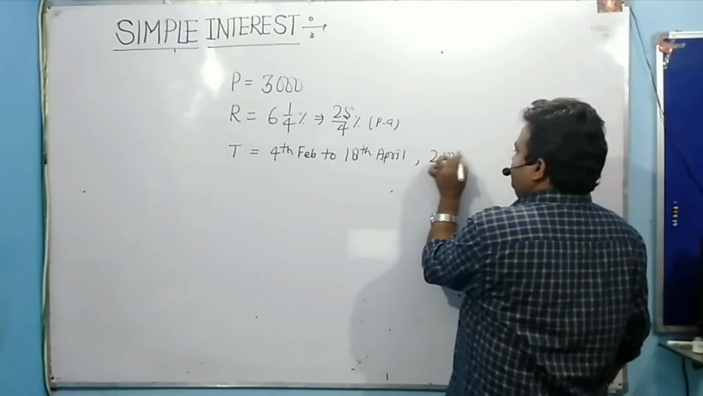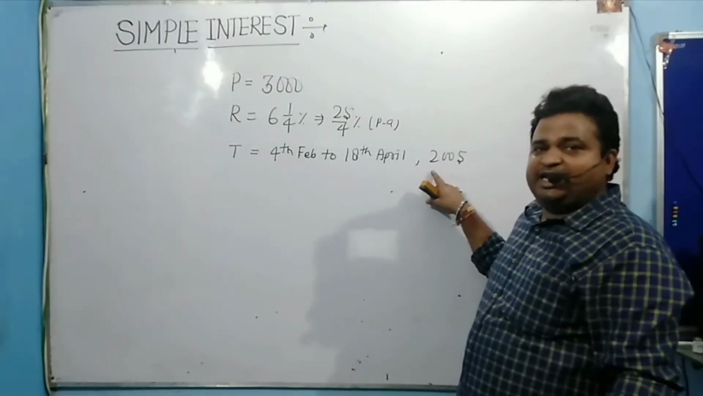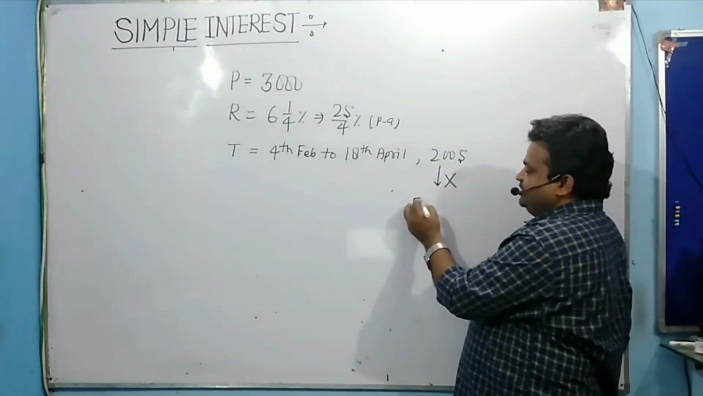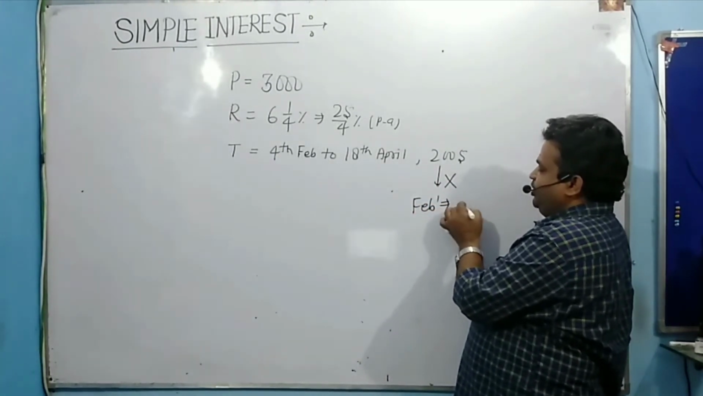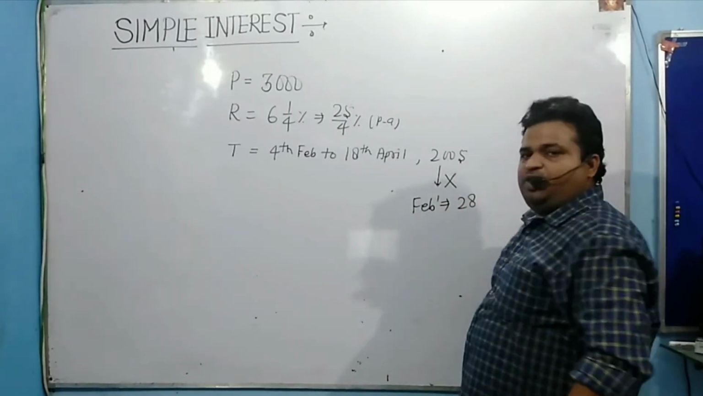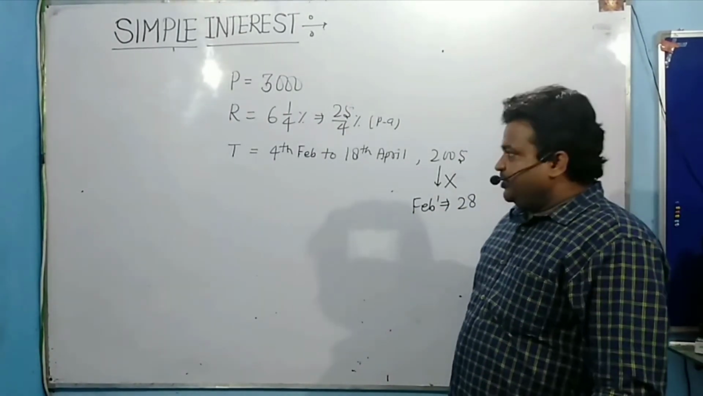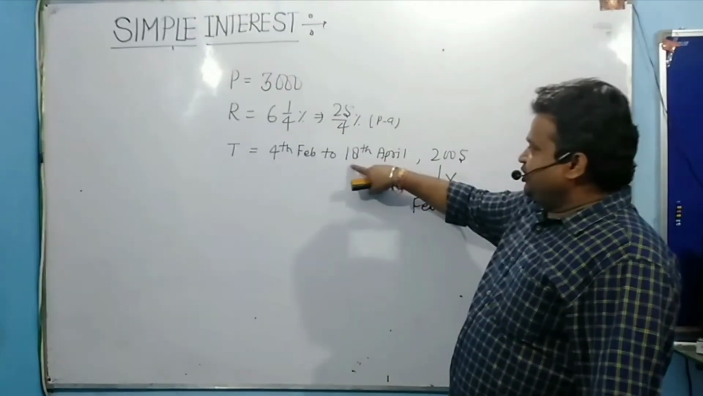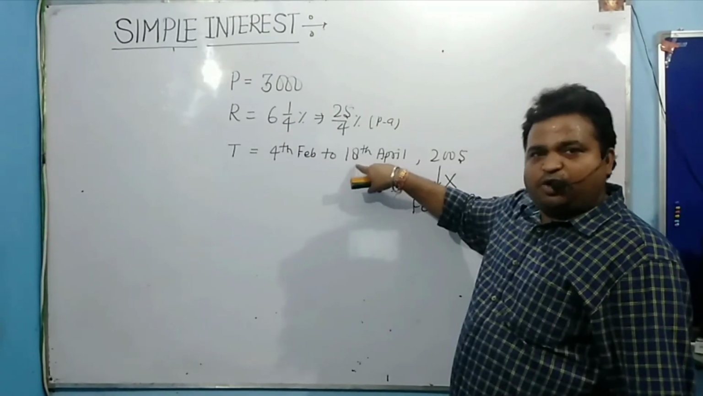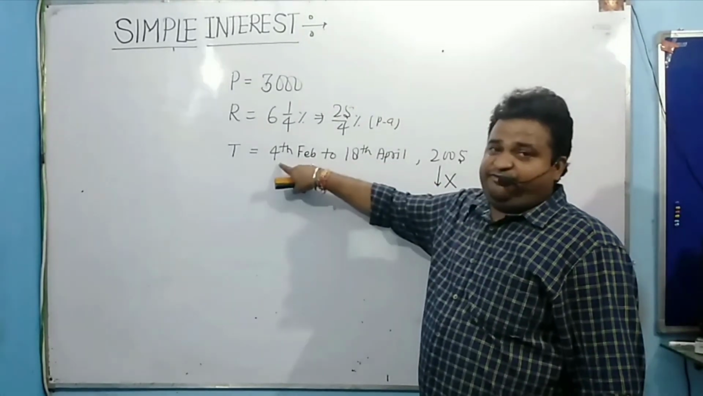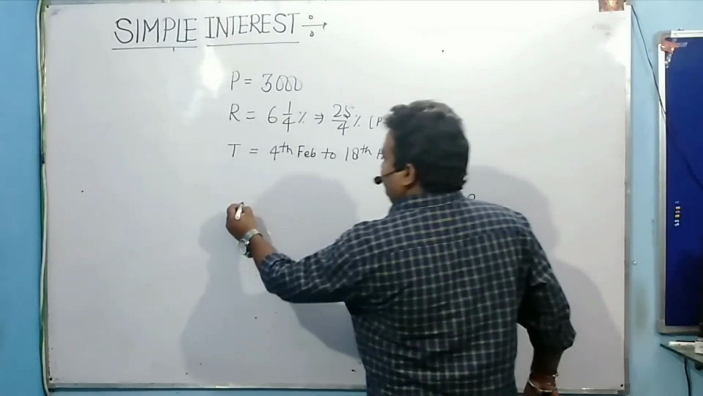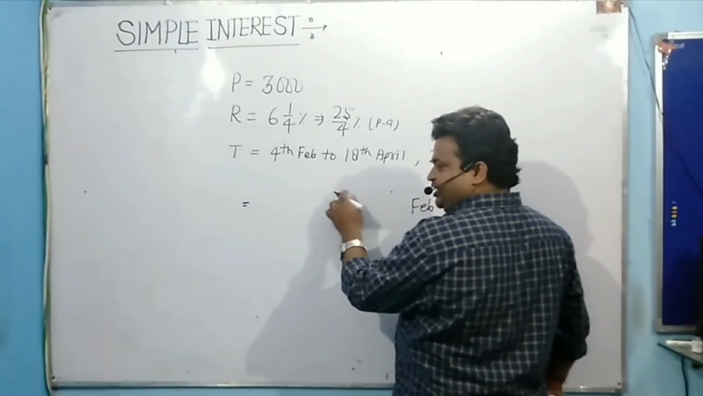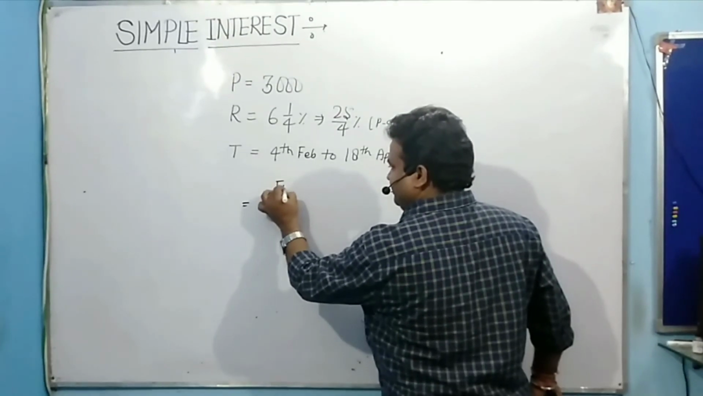2005. So this 2005 is not a leap year. Please keep in your mind, this is not a leap year. Leap year नहीं है. It means Feb में कितने दिन होंगे? Feb is equal to how much? 28 days. Now, as I told you, the deposit date will not count, but the withdrawal date is counted. यानी 18th April count होगा number of days में, लेकिन 4th Feb count नहीं होगा. So from Feb to April, how many days? 4th Feb, so 5th to 28, 24 days in February.